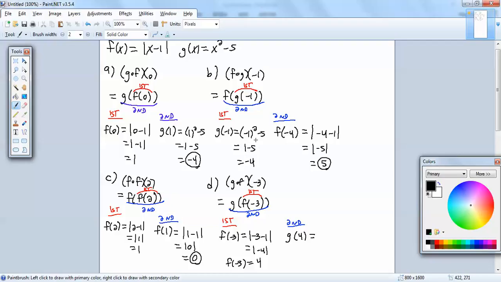So I go to my g of x, which is x squared minus 5. And where my x is, I put in parentheses. So I'm going to have 4 squared minus 5. So I got 16 minus 5, or 11.